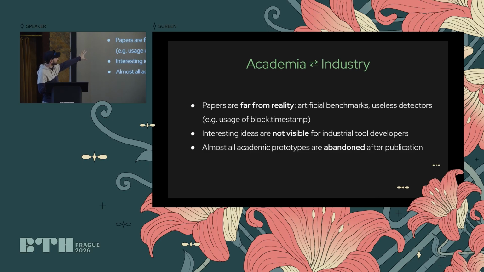And this is caused by the fact that once a paper is published with a detector for uses of block timestamp, if you send another paper with a tool and it doesn't detect block timestamp usage, the reviewers will say, no, you are missing this, and therefore this is rejected, which makes no sense, right?